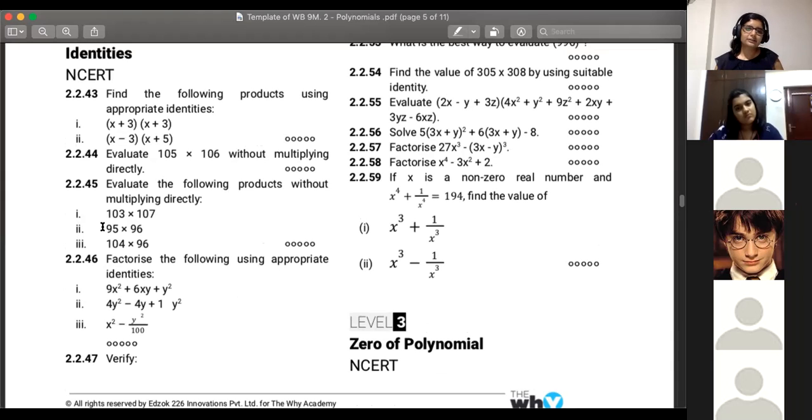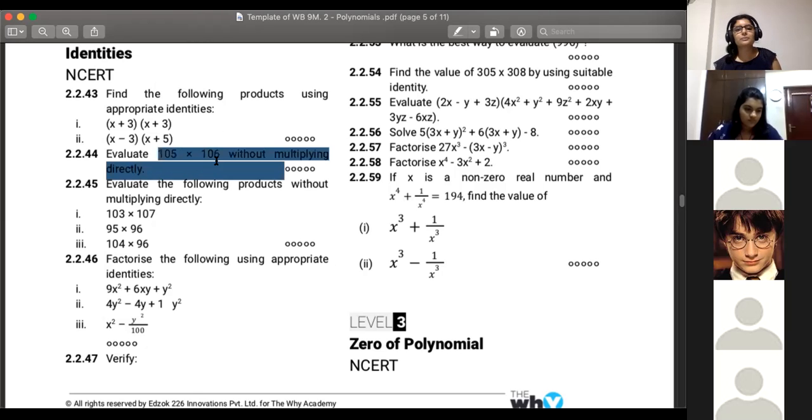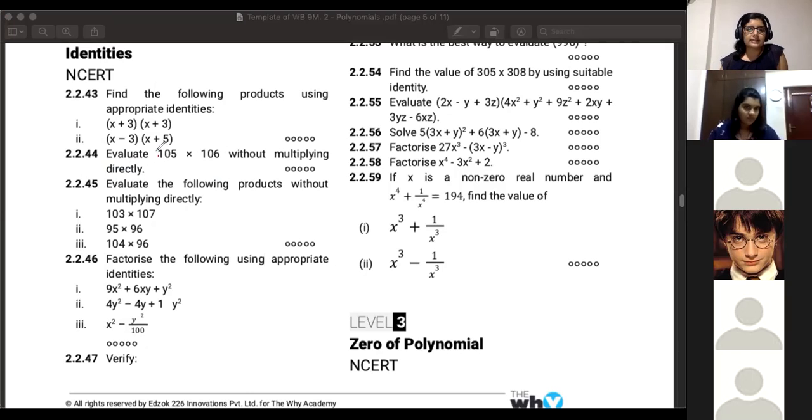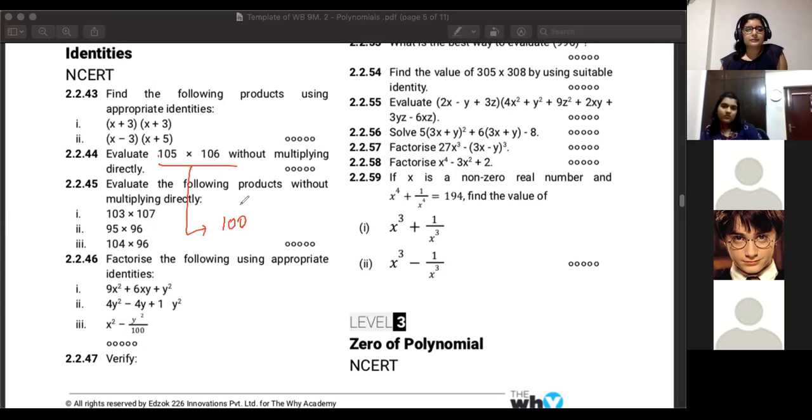So you have to check. Identities exist to make your life easier. So see what identity you can use to make this multiplication easier. (x plus a) into (x plus b). Okay. So what are your x, a, and b? Like, what can I write this as? x is 100, a is 5 and b is 6. So I'm writing it as 100 plus 5 into 100 plus 6. Okay. So how does it make your simplification easier?